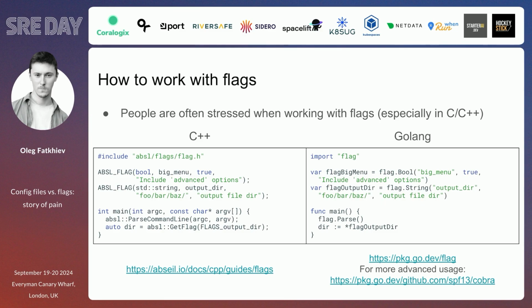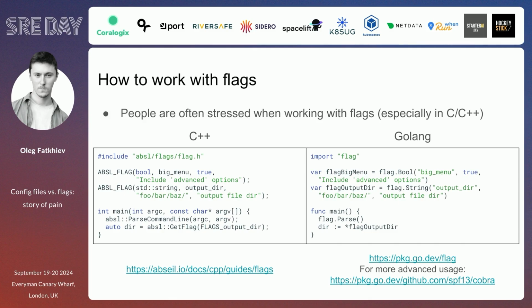How to actually work with flags? I decided to put this part here because mostly developers feel really stressed when working with flags, especially in C and C++, because there are no libraries to work with flags, and it's really painful. For us on the SRE side, it's easy: we just provide flags and start the application. But for developers, it causes some problems. With Golang, we just have a standard library, which is nice. If it's not enough for you, you can still use Cobra, but even the standard library is nice.